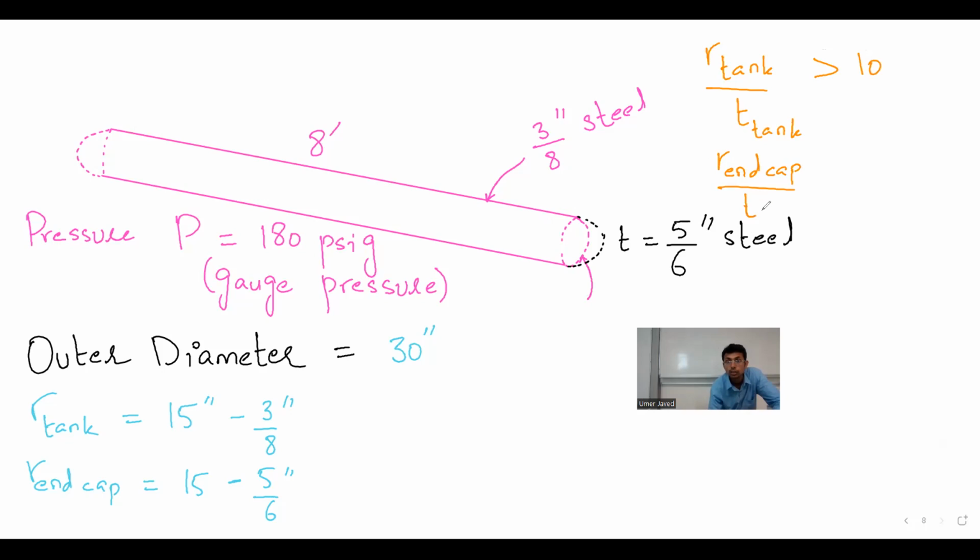divided by thickness of end cap. Can you do it for me? Is it coming out to be greater than 10? Yes, it is. So again, both of them qualify as thin pressure vessels, both the cylindrical portion as well as the spherical.